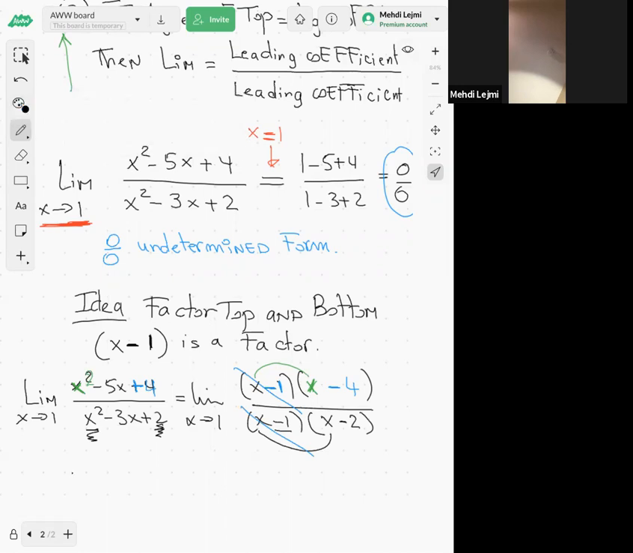So now it's just limit x going to 1 of x minus 4 over x minus 2. And then now I can just plug x equal to 1 again. So that will be 1 minus 4 over 1 minus 2. That will be -3 over -1. And that will be +3. So the answer is +3.